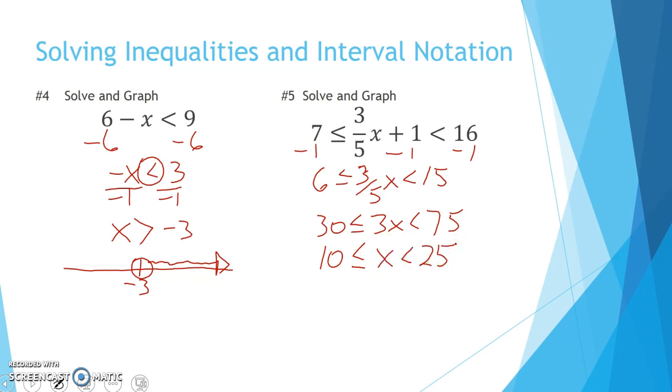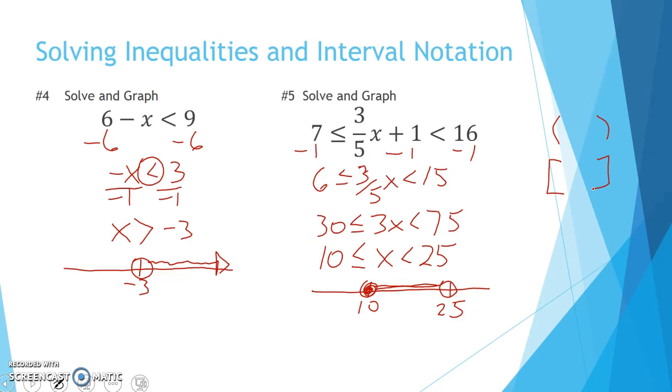And if I were to graph this problem, I'd have at 10 a closed circle. At 25, I'd have an open circle, and it's less than 25 but greater than 10. There's another way that we're going to learn to write these, and that's with interval notation. Interval notation uses parentheses anytime you have an open circle and a bracket anytime you have a closed circle. And it would look something like this.